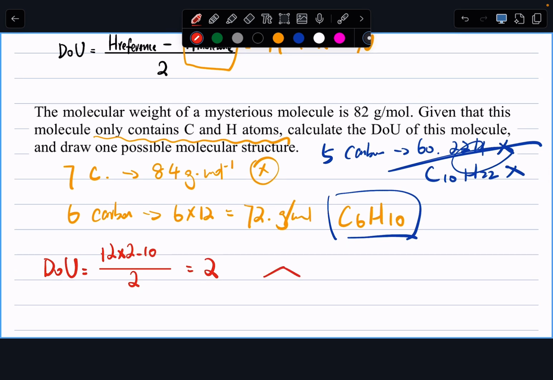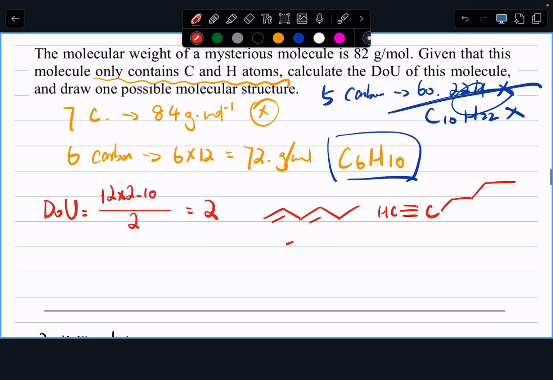It can be, well, 1, 2, 3, 4, 5, 6, 2 double bonds. It can be a single triple bond. But again, if you're drawing a triple bond, make sure it's linear. And then 1, 2, 3, 4, 5, 6 carbons. Or it can be 1 ring and 1 double bond, a 6-member ring with a double bond. Or it can be 2 rings and no double bond at all. It's a weird structure, I know, but.